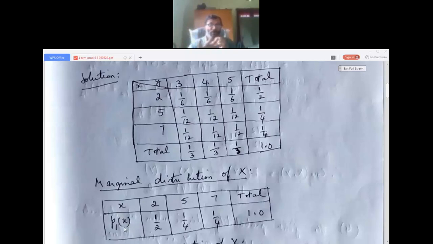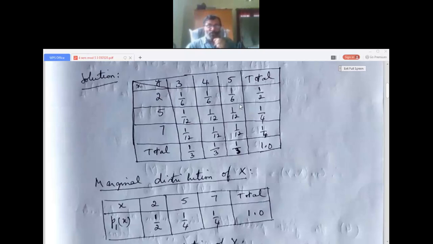The total of all the values. So P1 of x is this: for x equals 2, it is half. For x equals 5, it is 1 by 4. For x equals 7, it is again 1 by 4. Okay, now you find the total of this.